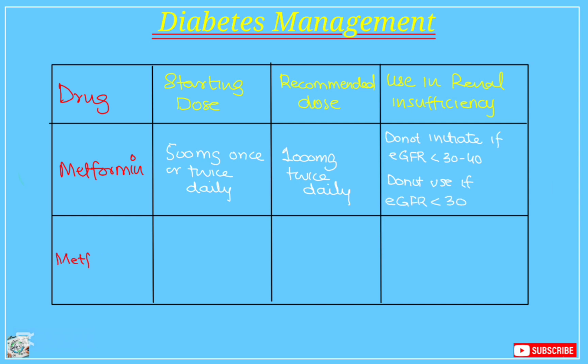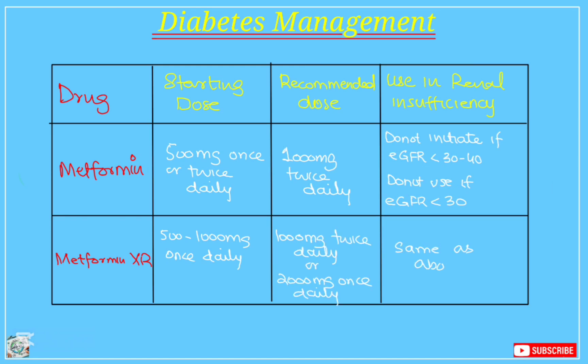The extended release version, Metformin XR, follows the same rule, but it allows for a smoother ride with fewer stomach issues. The starting dose is about 500 to 1000 mg once daily, and the recommended dose is about 1000 mg twice daily or 2000 mg once daily.